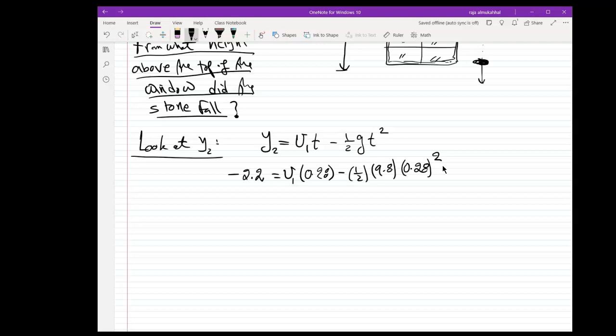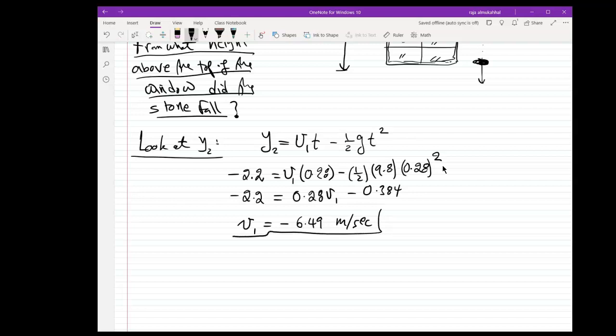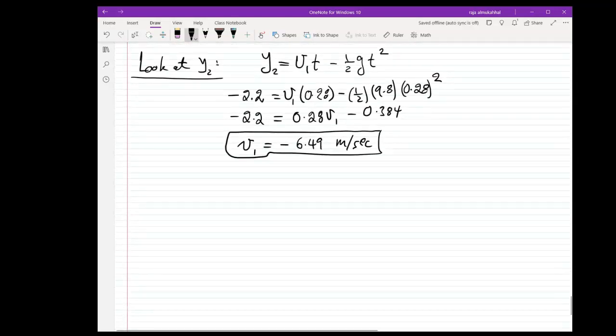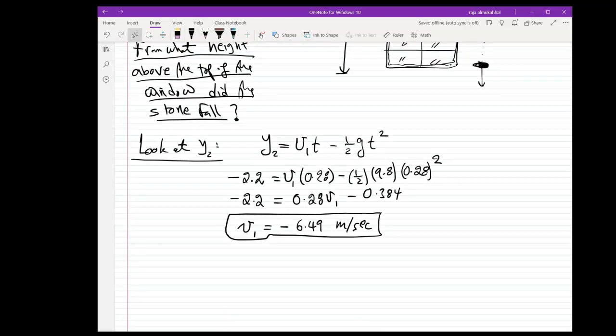So by working it out, I have minus 2.2 equals 0.28 v1 minus 0.384, and then you solve for v1 and you end up with negative 6.49. Now I'm not surprised by the minus sign here because it's a velocity and it is in the down direction. It is expected actually. Okay, good. Now I know that.